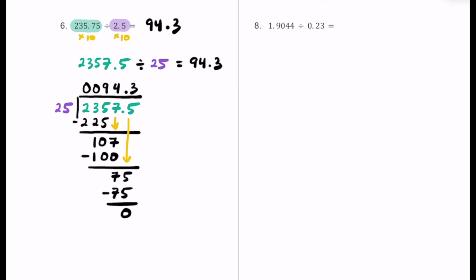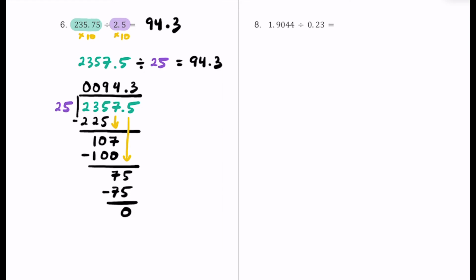All right, here is one final example. So for number 8, we have this decimal here. We have 1 and 9,044 10,000ths, and we're going to divide this by this 23 hundredths. So this 23 hundredths needs to be a whole number for our standard algorithm. We can go ahead and turn that into a whole number by multiplying it by 100 to move the decimal twice to the right. Let's go ahead and multiply our dividend also by 100. So our new dividend, if we move the decimal twice to the right, is going to be 190 and 44 hundredths. And then our new divisor here isn't going to be 0.23, it's just going to be 23. That's a whole number now. So if we can solve this, then we can solve the original problem.